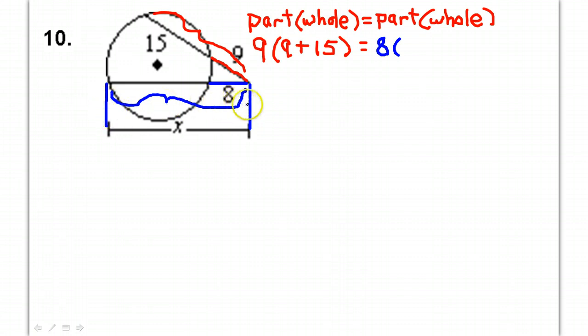X is the whole. So 8 is the part, x is the whole. So when I do part times whole, it's just going to be 8x. I really didn't even need the parentheses. Part whole, 8x. X is the whole. Now, some students want to do the distributive property now. That's not wrong, but it seems a little awkward to me.